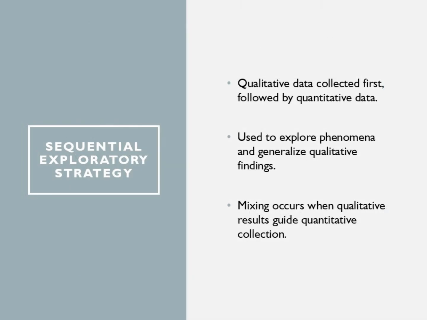Now let us talk about another strategy, which is sequential exploratory strategy. This strategy is the total reverse case of sequential explanatory strategy. Here, qualitative data is collected first, followed by quantitative data, and weight is generally given on the first phase here. The primary focus of this strategy is to initially explore a phenomenon and also can be used to generalize qualitative findings to different samples. Actually, one purpose for selecting this approach is to determine the distribution of a phenomenon within a chosen population. Here, mixing occurs when qualitative results guide quantitative collection.